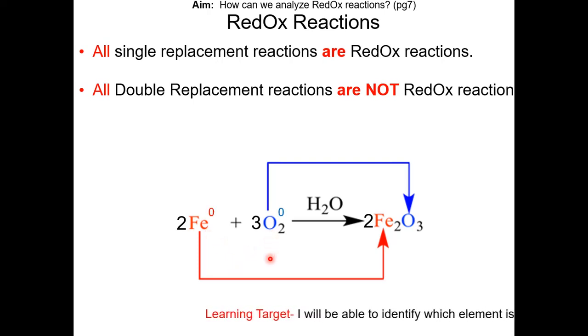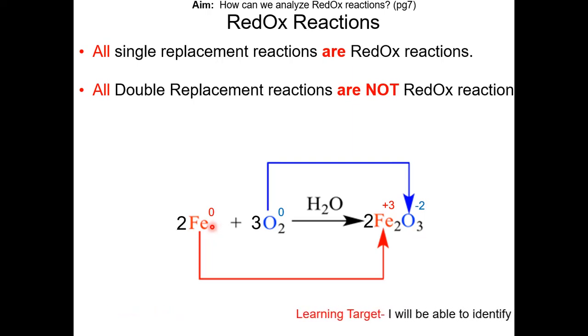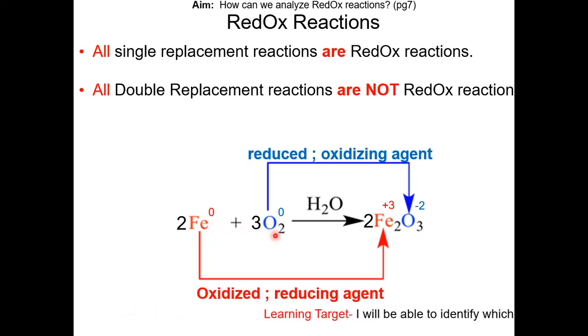Oxygen is also 0. On the product side, the iron is positive 3 and the oxygen is negative 2. Iron is oxidized in this reaction and oxygen is reduced. Since there's a transfer of electrons, this is a redox reaction.